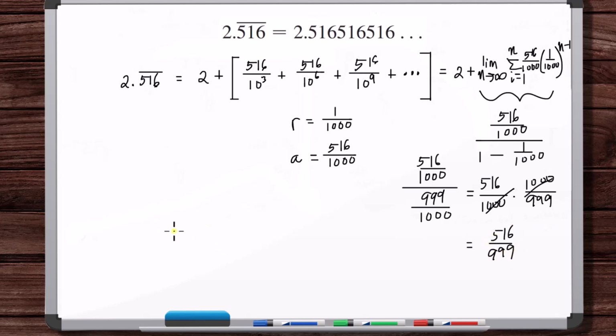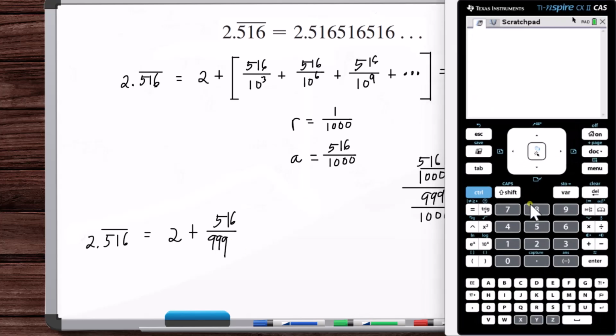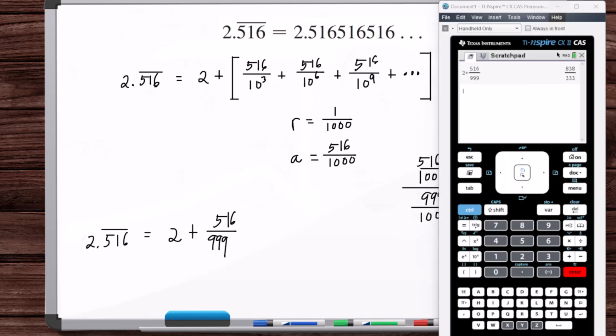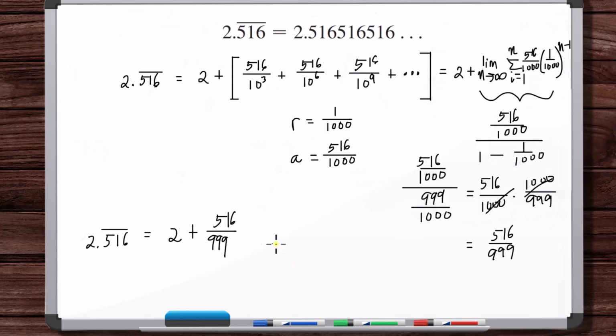Okay, but that's not the answer because it's 2 plus. Okay, so 2 plus 838 over 333. Okay.